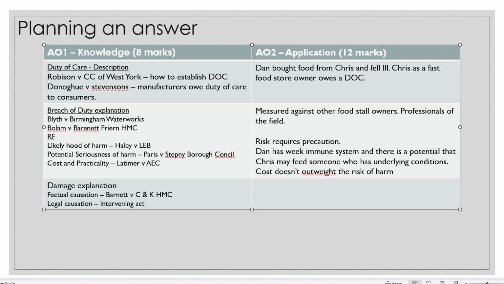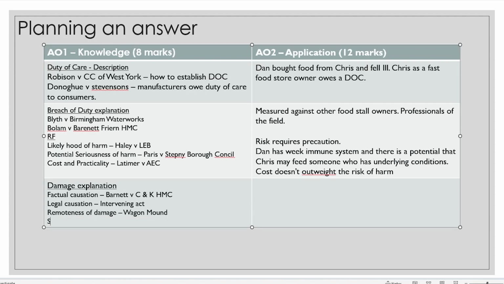But you do not need to go into the 3 intervening acts. That's going too deep. And if there are no intervening acts, you don't need to cover the intervening acts. Just simply state there are no intervening acts between the tortfeasor and claimant, so it doesn't break the chain of causation. Remoteness of damage. There's your Wagon Mound. You can use Wagon Mound to help you explain it.